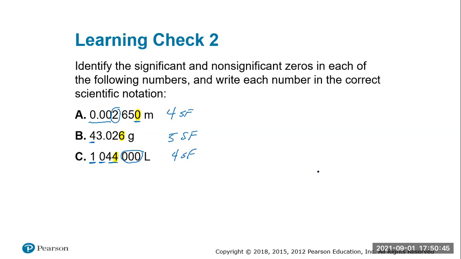Professor, on B, when it's 43.0, how come the 0 is a significant figure? Because in the other note, it said that zeros at the beginning of decimal numbers are not significant. Is it because there are numbers before the decimal point?